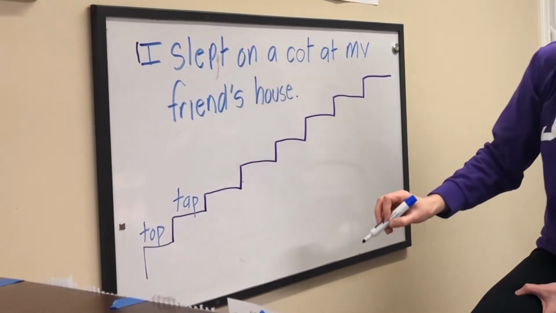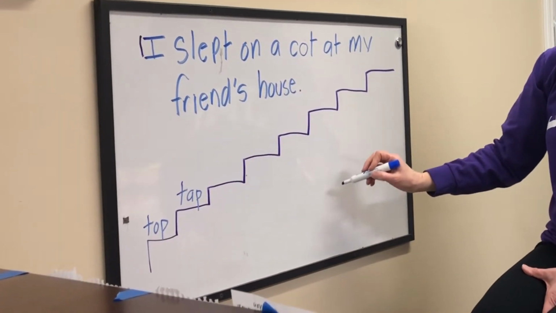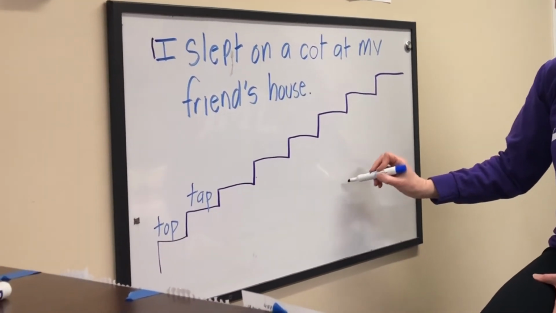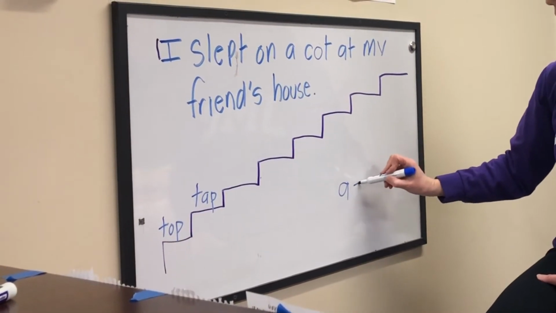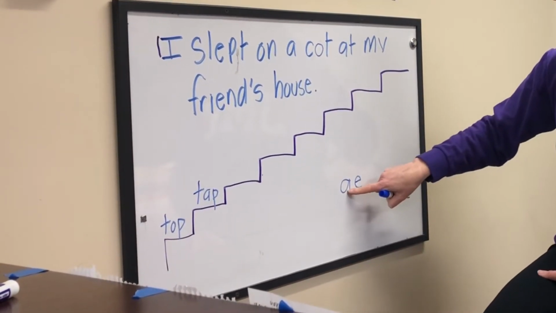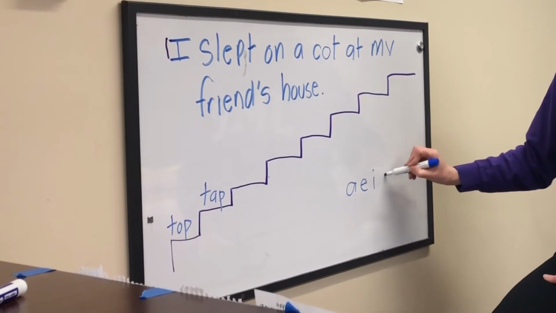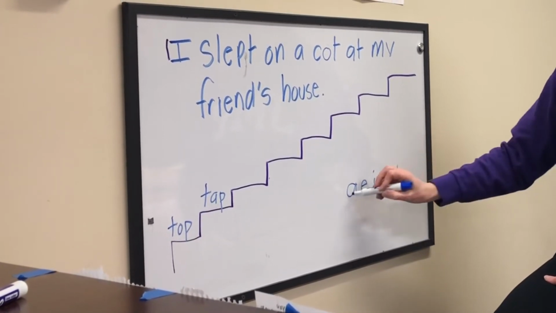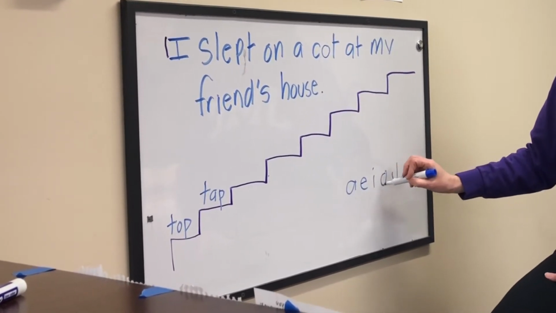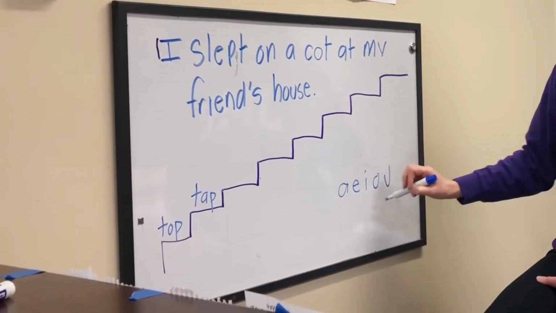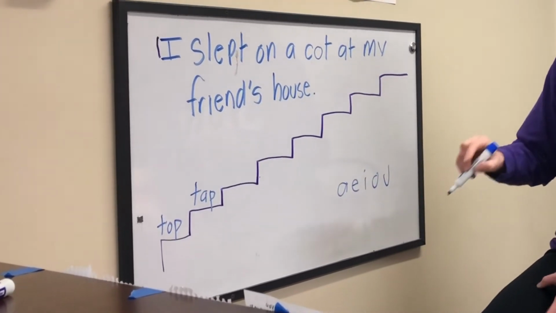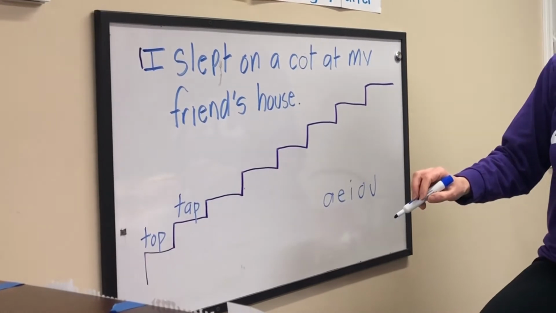And you know what, guys? I should have reminded you at the beginning. What are my vowels again? Your vowels are A, E, I, O, U. Those are your short vowels. And you can add long vowel sounds too, right?